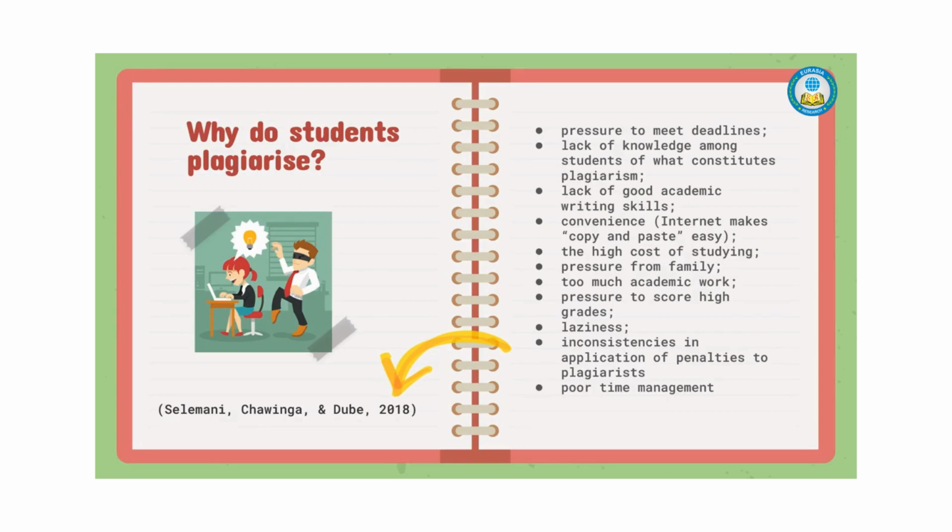Now, there are many reasons why students plagiarize, and according to Perkins and others, whilst this has been the focus of much research, research into interventions to support students with intellectual integrity remains relatively uncharted. Selemani, Chawinga, and Dube cite the following reasons for students plagiarizing, and I have noted most of these with my own students.